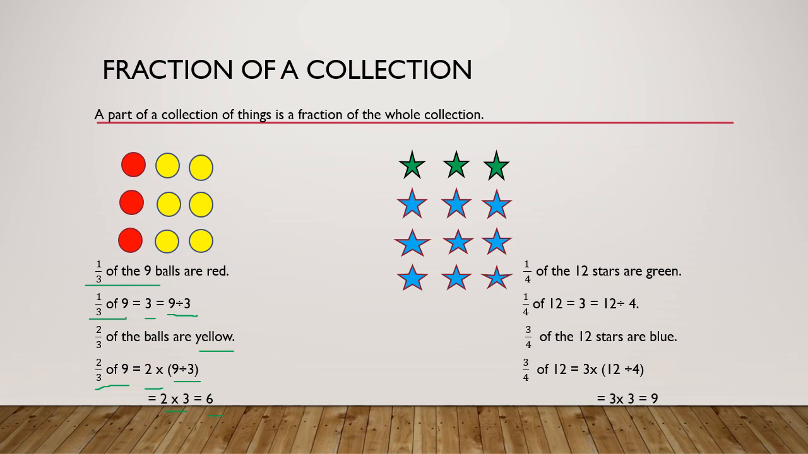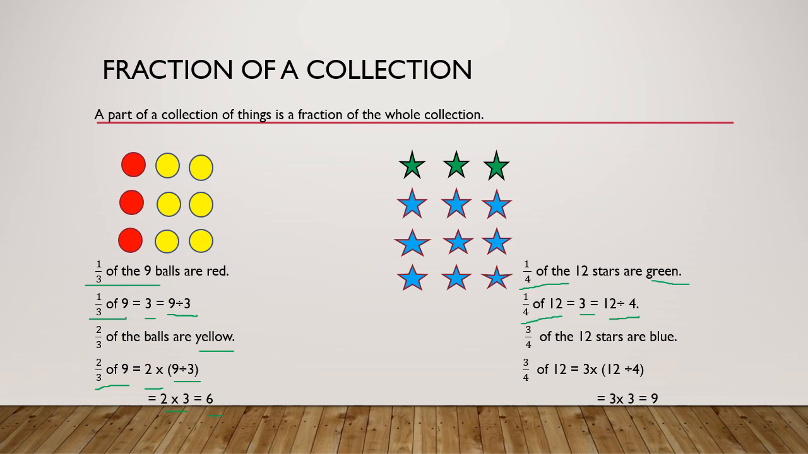Now see the next example. We are having 12 stars. And out of these 12 stars, 1/4 are green. So we write it as 1/4 of 12. That will be equals to 3. And again how it comes? We divide the 12 by 4. We get 3. So 3 are green stars.